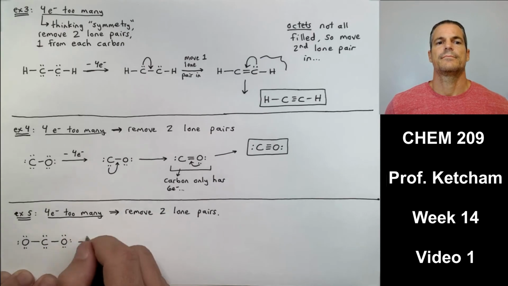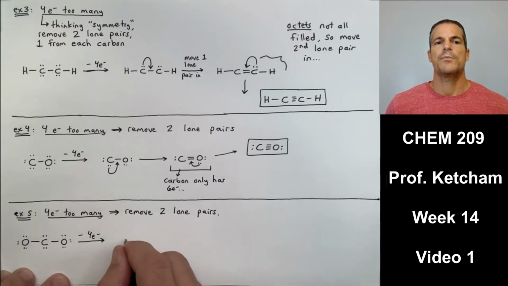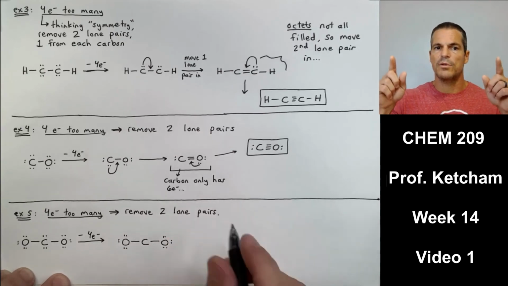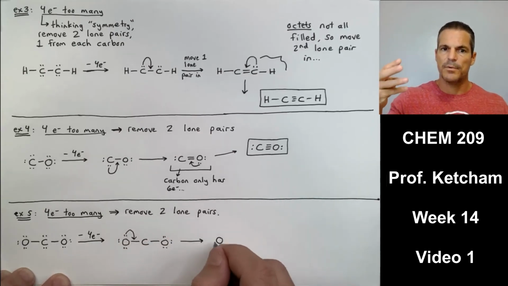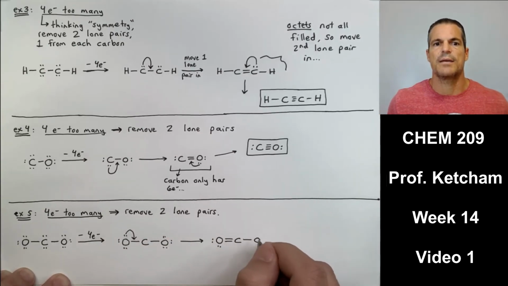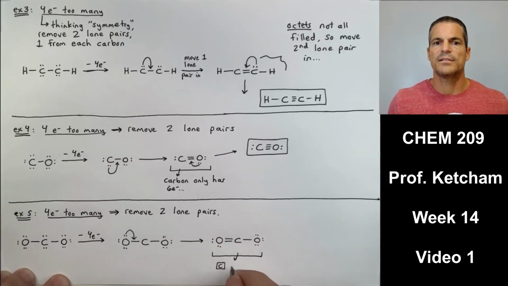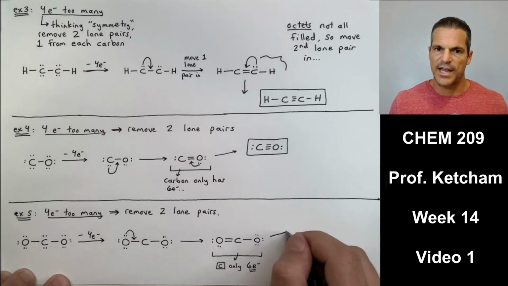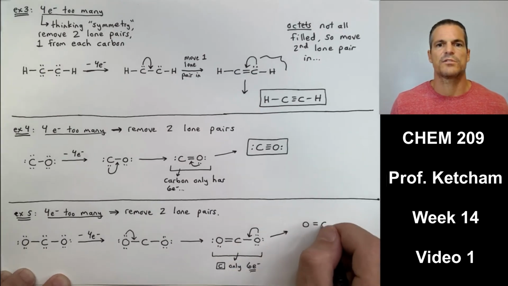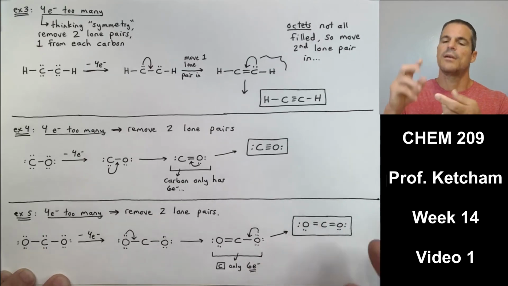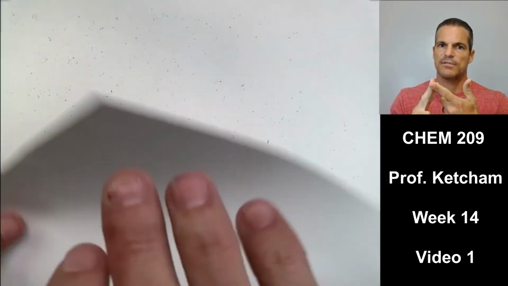Example 5, okay, 4 electrons too many. We remove both of them from carbon, and then we're going to think symmetry. We're not going to keep a single bond, triple bond. We're going to donate in each time to make a double bond. Why do I have to make 2 multiple bonds? I got to get carbon a total of 8 electrons around it. At the end of a Lewis structure, you have to have the right number of electrons from rule 1, and everyone has to have their octet satisfied.